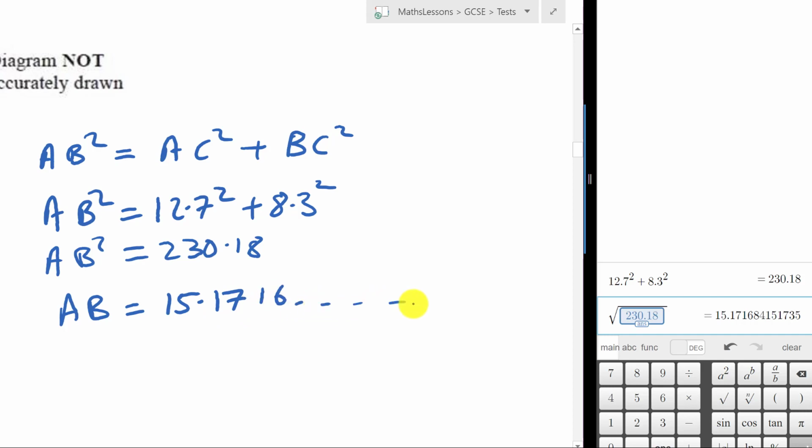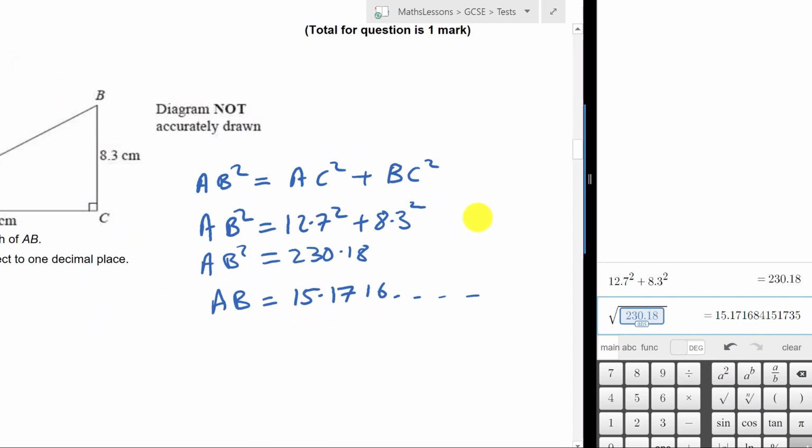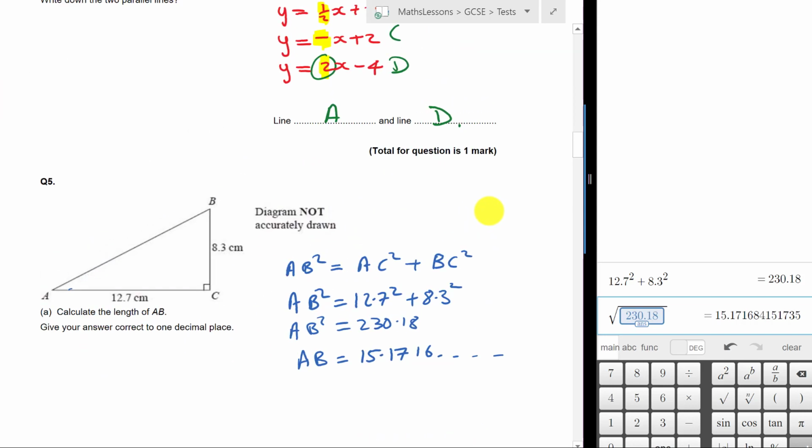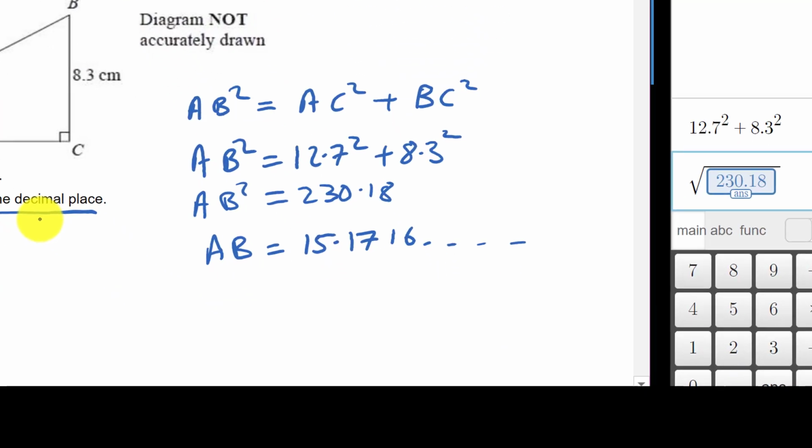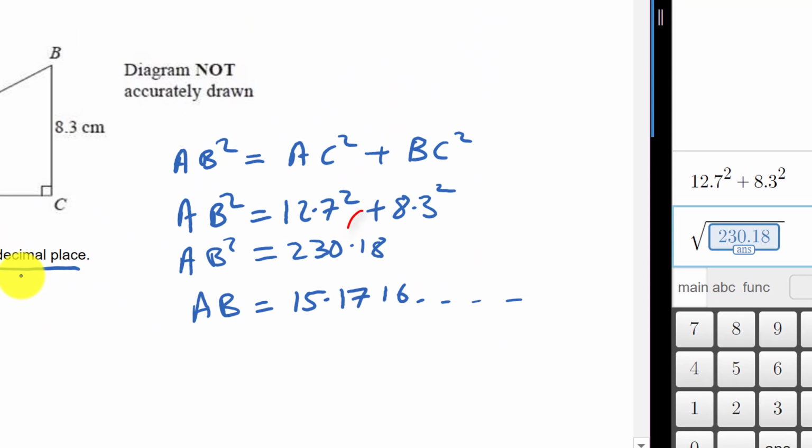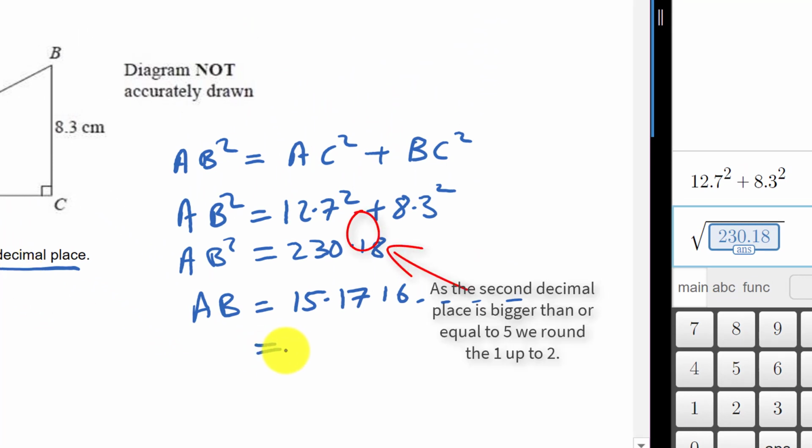15.1716 and so on. We don't need any more places because we just need to get to 1 decimal place. So let's do that. The first decimal place is 1, second is 7, so we're going to end up rounding up because 7 is bigger than or equal to 5.